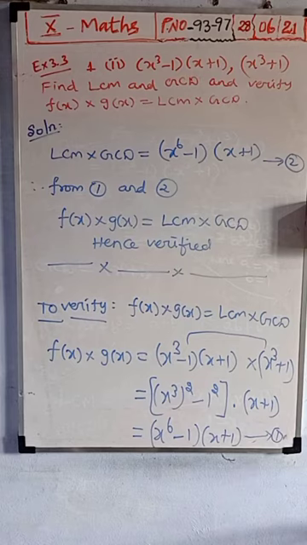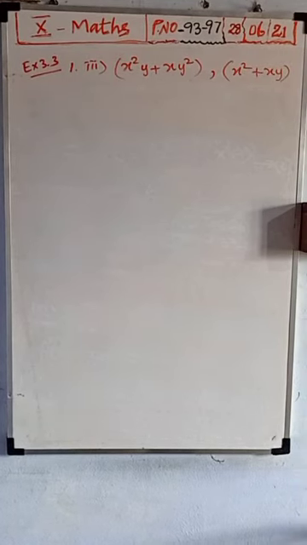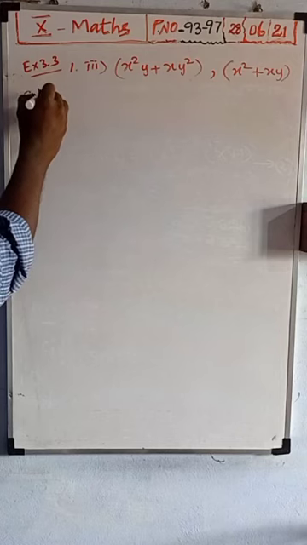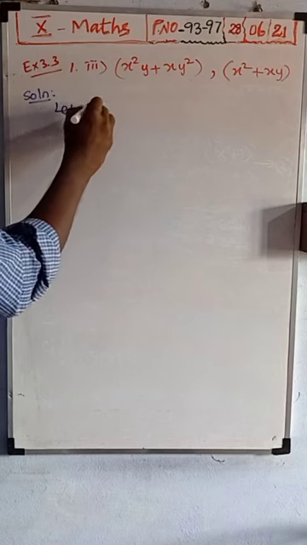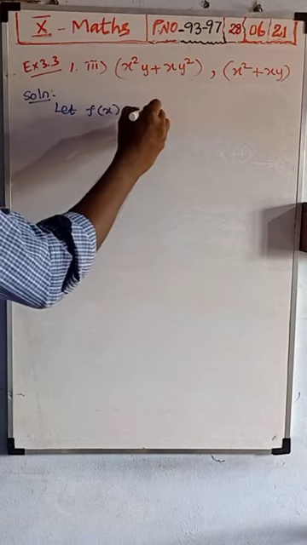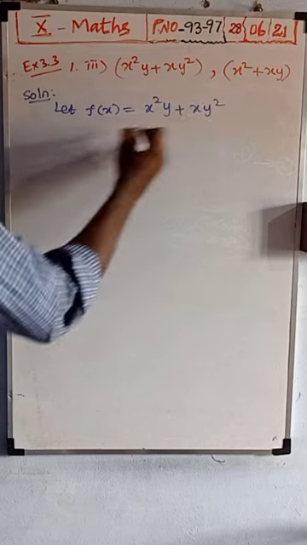Okay, that's all. See the next, third point. Two expressions are given. First we want to find the LCM and GCD. So see the solution. First choose the given expression. Let the first expression be f of x, x squared y into x y squared.